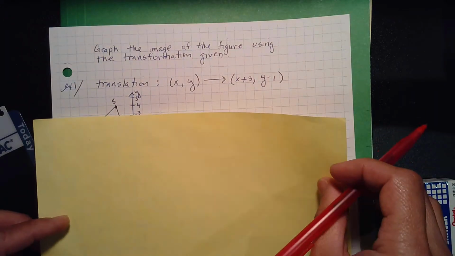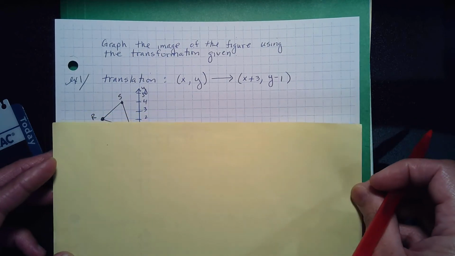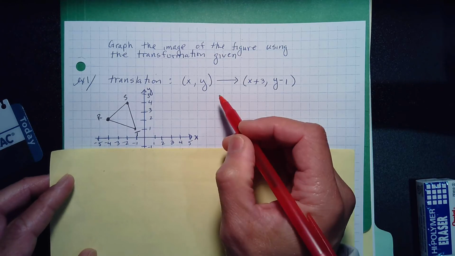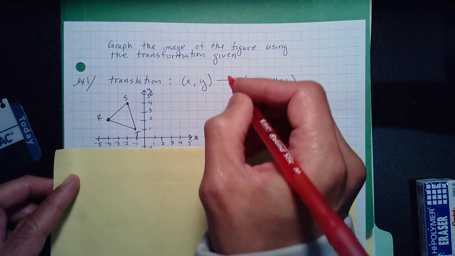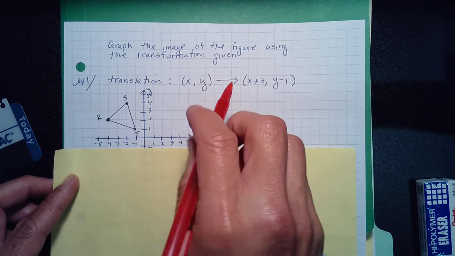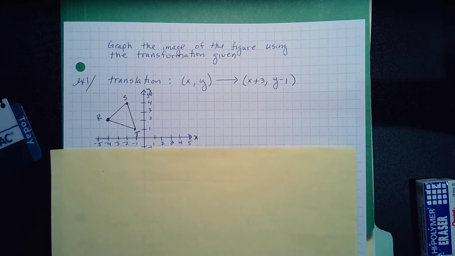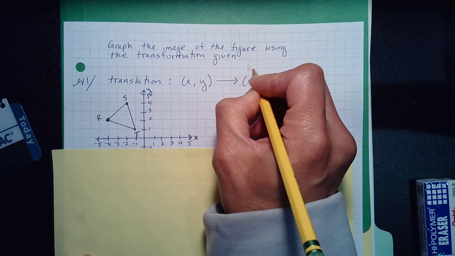Example 1. Graph the image of the figure using the translation given. So the translation here, we're going to slide this figure. So this is what you call your rule. This is what you call the rule here. So here is the rule.